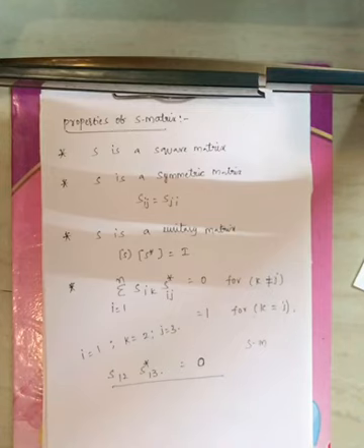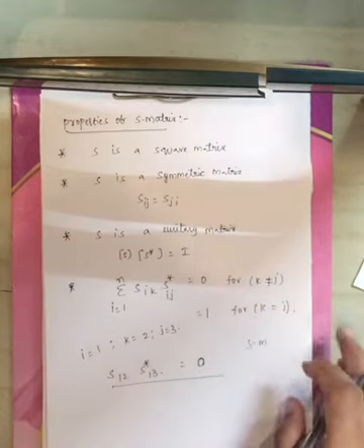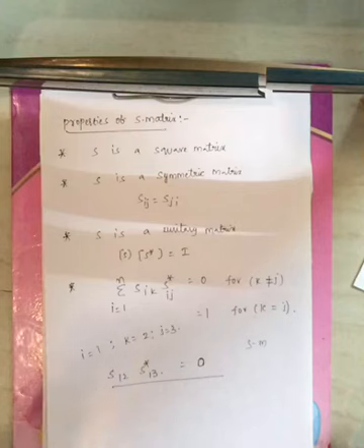Now this is about the properties of S matrix. S is a square matrix of order n by n, and another property is that S is a symmetric matrix, given by Sij equals Sji. The third property is that S is a unitary matrix, given by S into S conjugate equals the identity matrix.